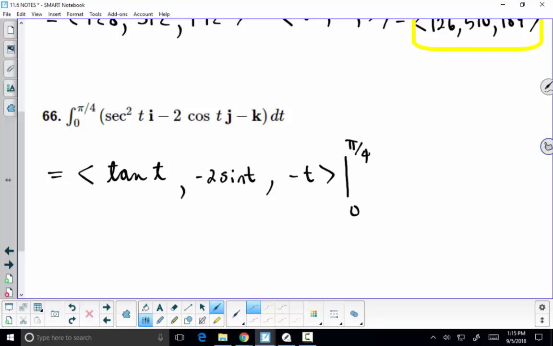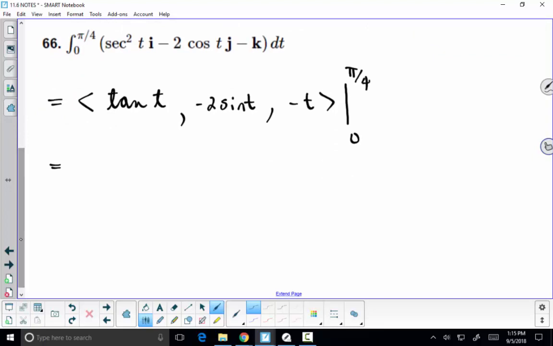Plugging in pi over 4, tangent of pi over 4 is 1. So we're at 45 degrees, pi over 4, and the slope of that line is 1. Plugging in pi over 4 there, sine of pi over 4 is root 2 over 2. So we have minus root 2. And you absolutely could do what Samantha suggested and do tangent of pi over 4 minus tangent of 0, minus 2 sine of pi over 4 minus 2 sine of 0. You could do it all in one piece also. Totally works. And then tangent of 0. Nope. Tangent of 0 is 0. What am I thinking?